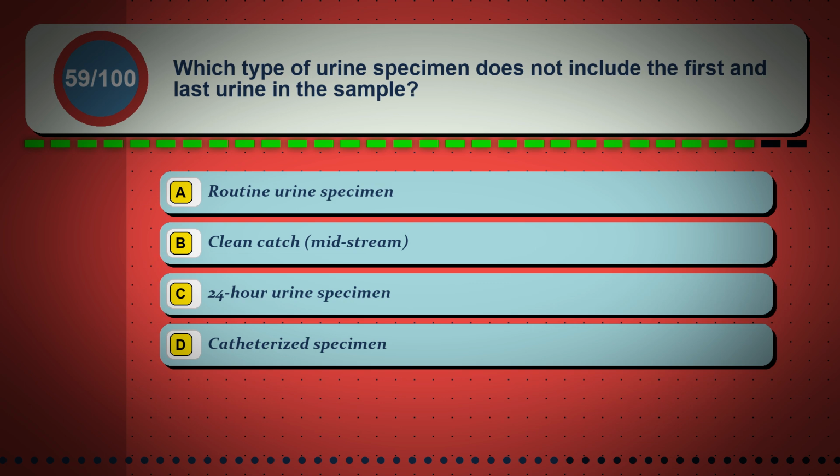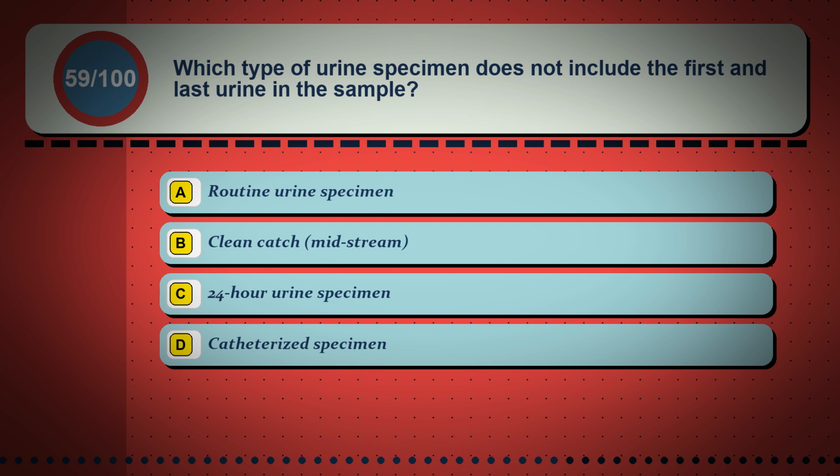Question 59. Which type of urine specimen does not include the first and last urine in the sample? Option A, a routine urine specimen. Option B, a clean catch, midstream. Option C, a 24-hour urine specimen. Option D, catheterized specimen.